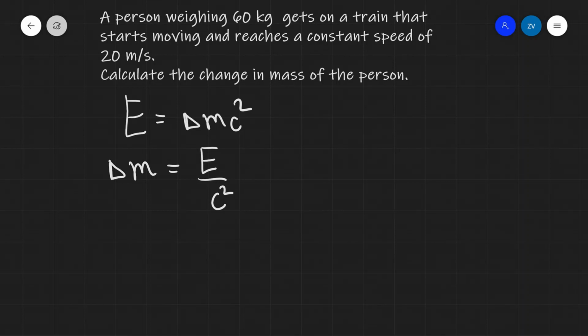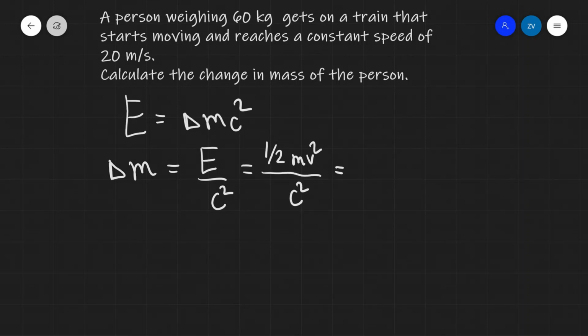The change of energy of this person will essentially be the change in kinetic energy, assuming that they're not moving initially, then they accelerate up to 20 meters per second. Their change of energy will just be equal to a half mv squared. Then I'm going to divide that by the speed of light squared.